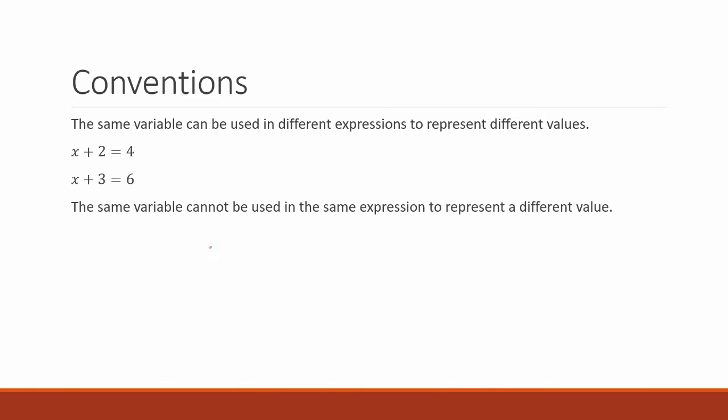The same variable cannot be used in the same expression to represent a different value. So we could have two x's in here that are the same value, x plus x equals 6, and they both represent 3, but that x cannot represent two different numbers. For example, here, x plus x equals 7. Well, if these are whole numbers, that cannot be true because there is no number that can be added to itself to equal 7.